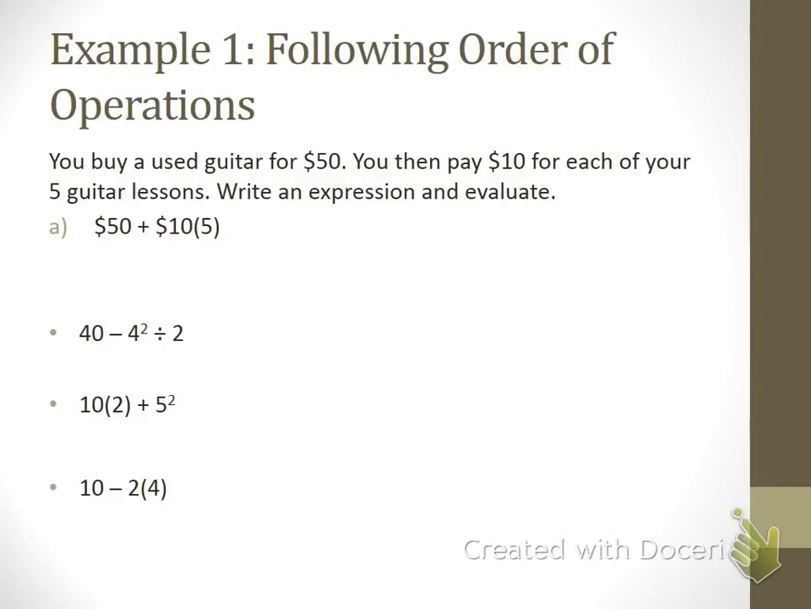So that's why we set up the expression 50 plus 10 times 5. Now we have to follow our rules for order of operations, and what do I do first? Do I multiply 10 times 5 or do I need to add 50 plus 10? What do I do? Okay. Does my order of operations say to add before you multiply? Or does it say to multiply before you add? So we have to multiply 10 times 5 to get 50, and now we go back and we add it to our original 50, and the total cost is $100.